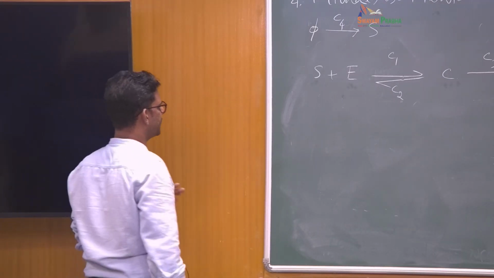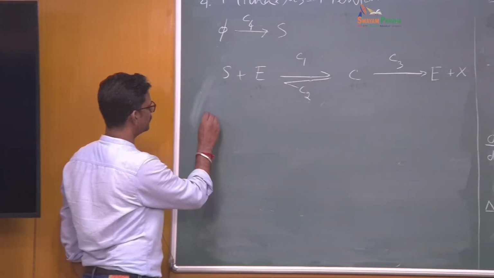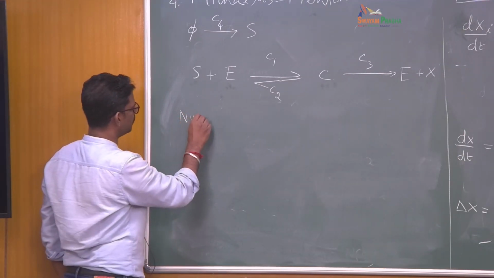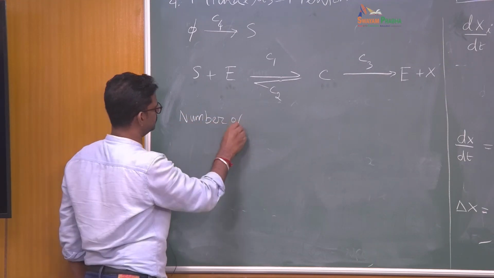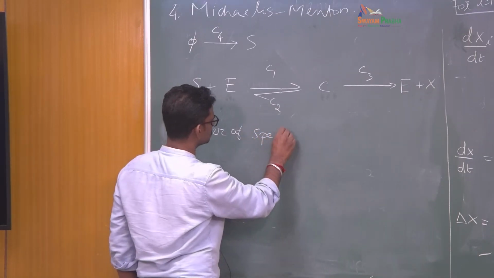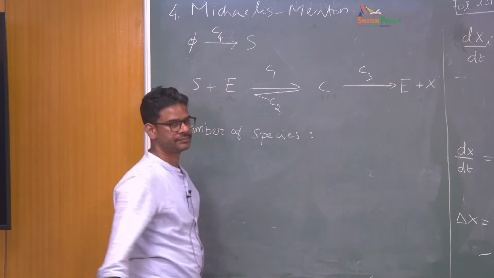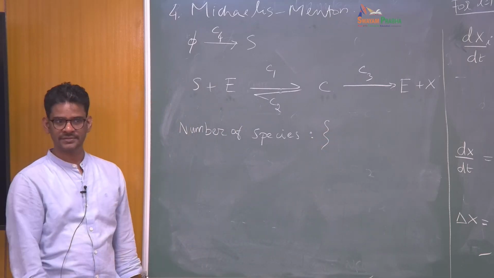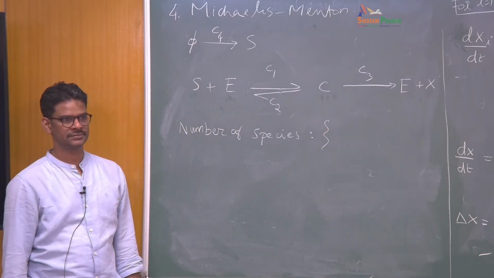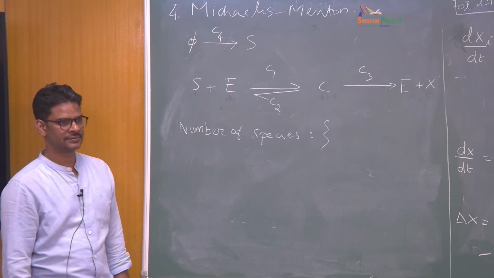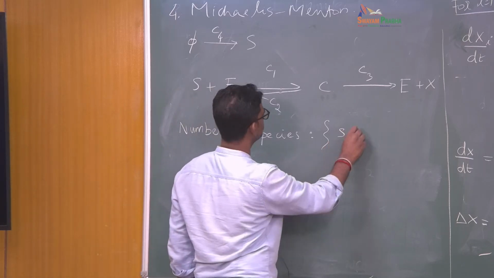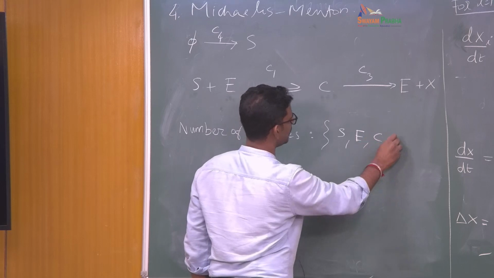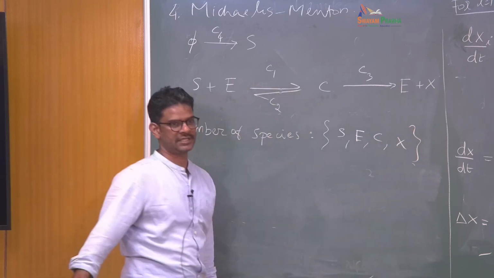That's one point. The second point is, how many species do we have to track? Number of species. Do we have to track S, substrate? Yes, we need. E, we need. C and X. So basically there are 4 species.